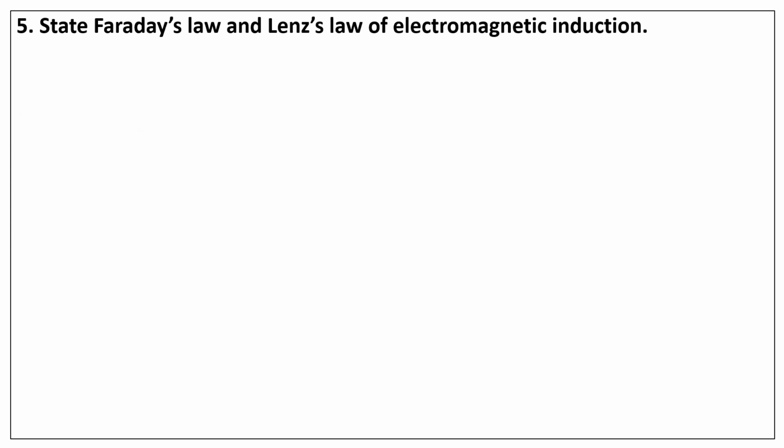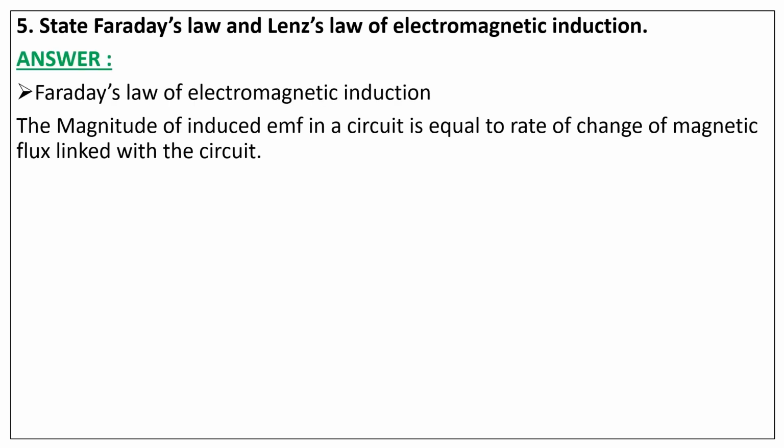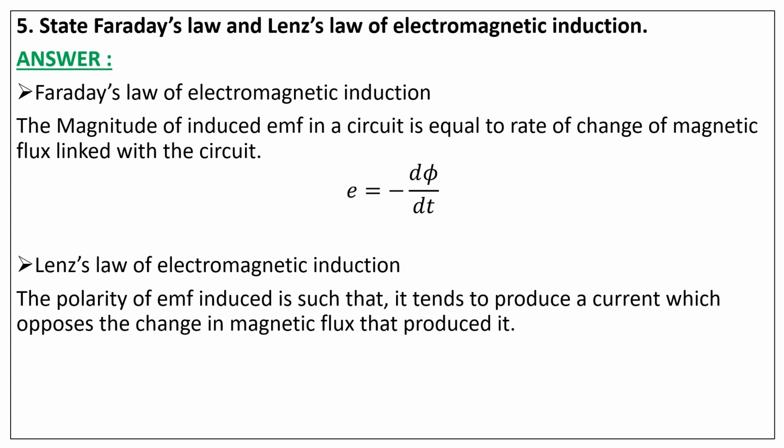5. State Faraday's law and Lenz's law of electromagnetic induction. Answer. Faraday's law of electromagnetic induction: the magnitude of induced EMF in a circuit is equal to the rate of change of magnetic flux linked with the circuit. E is equal to minus d phi by dt. Lenz's law of electromagnetic induction: the polarity of induced EMF is such that it tends to produce a current which opposes the change in magnetic flux that produced it.